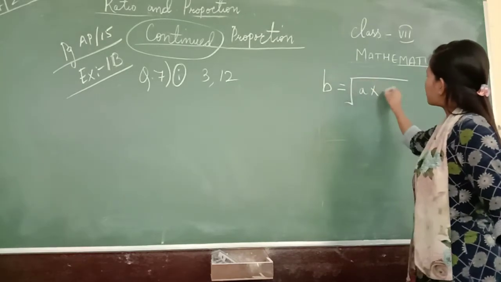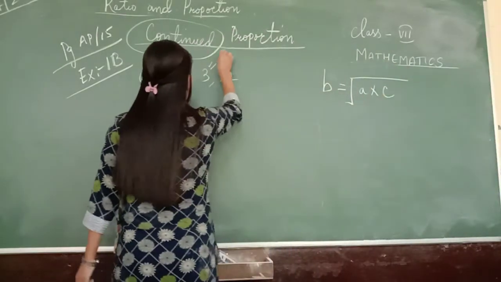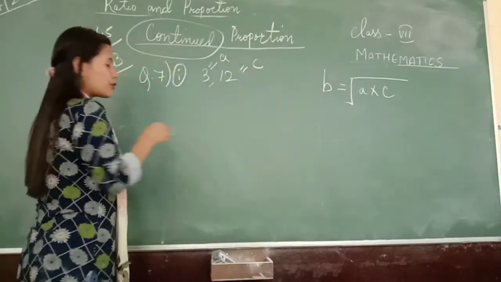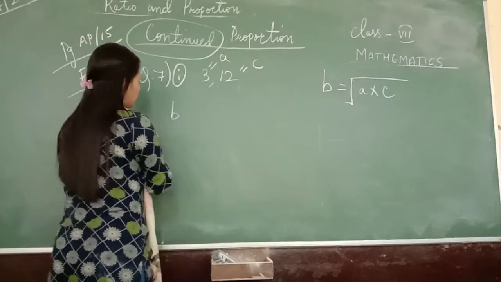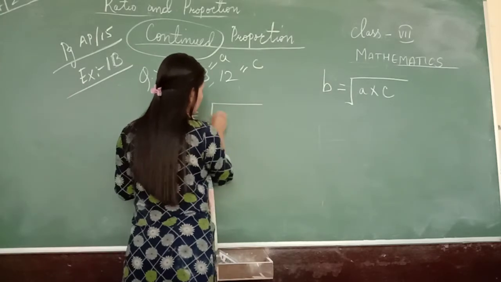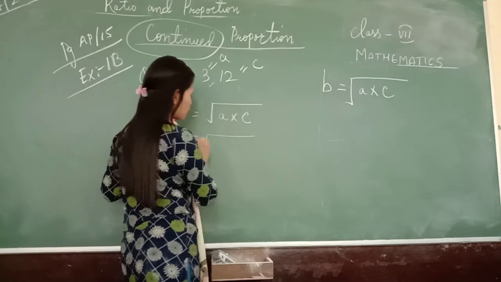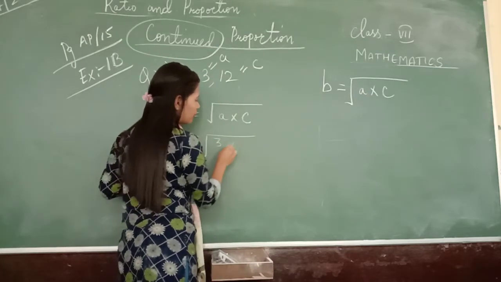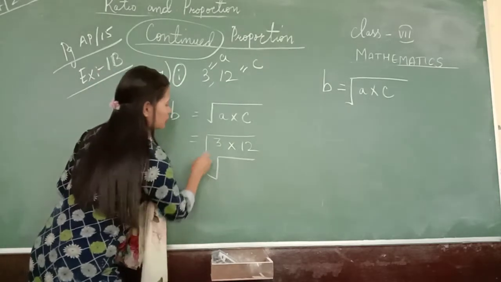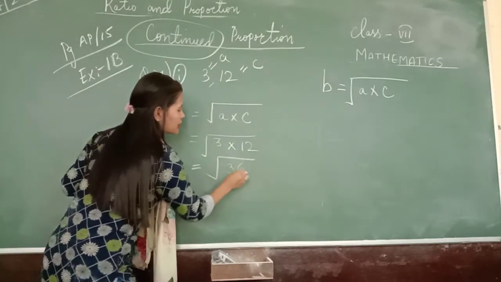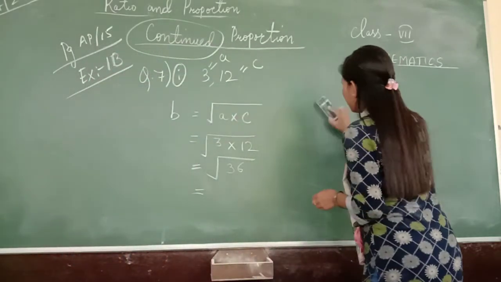Square root of A into C. We are given A and C. We need to find the value of B, that is the mean proportional. So B equals root over A into C. What is A? That is 3. What is C? That is 12. 3 into 12, that is 36. So your mean proportional will be what?